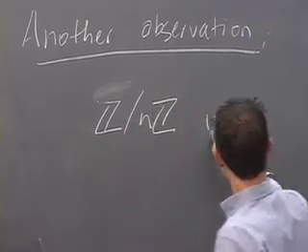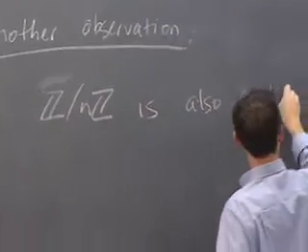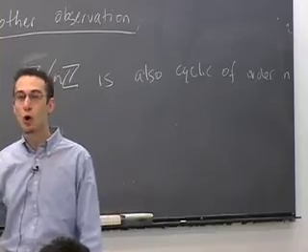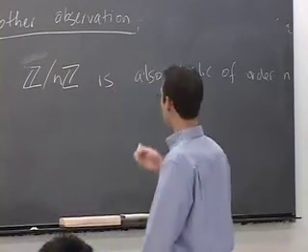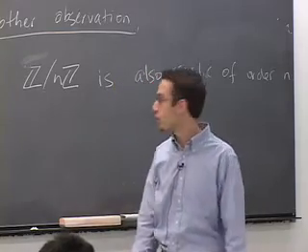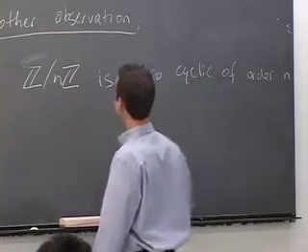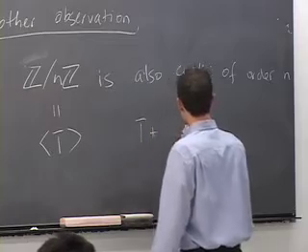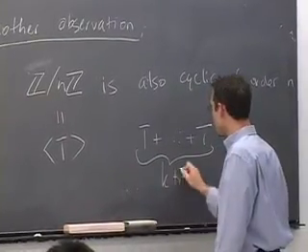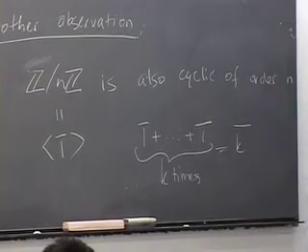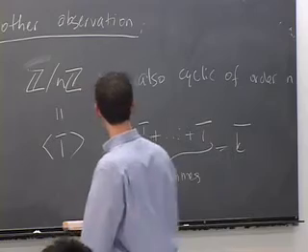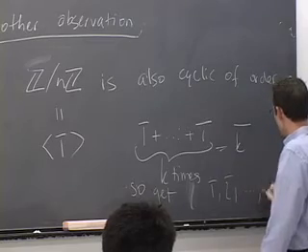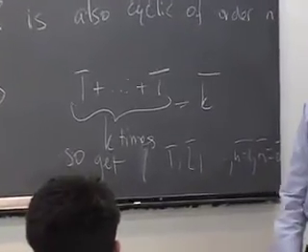Z mod nZ is also cyclic of order n. And it's a nice model for a cyclic group of order n. Remember, we saw that all cyclic groups of order n are isomorphic. So here is a very simple way of studying cyclic groups of order n. Of course, this is just generated by 1 bar, because if I add 1 bar to itself k times, then this thing is just k bar. So I get all of 1 bar, 2 bar, up to n minus 1 bar, and n bar, which is just 0 bar.